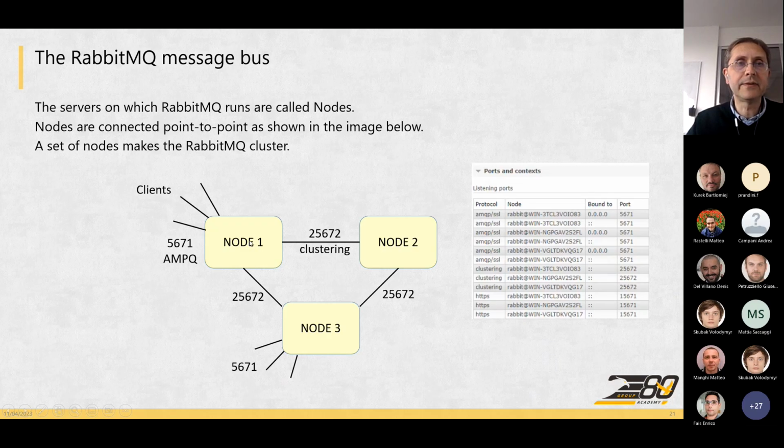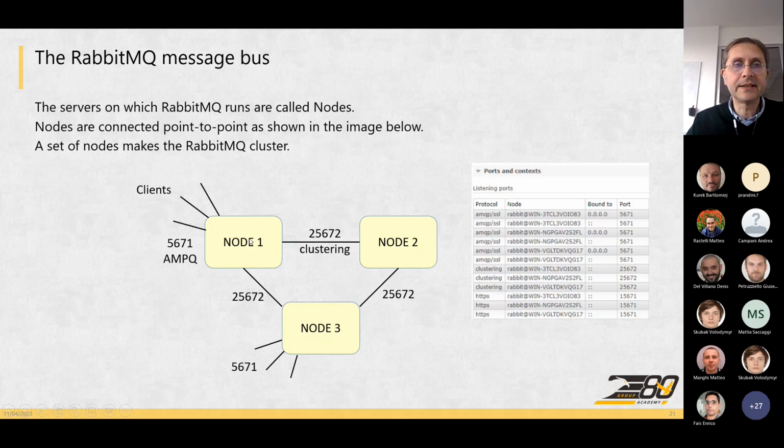In this case, you have three different virtual machines that I called here node 1, node 2, and node 3, that are actually the core servers. And RabbitMQ is running on each of them. So you have three, let's say, three installations of RabbitMQ, and they are all connected together, and they form what is called a RabbitMQ cluster.